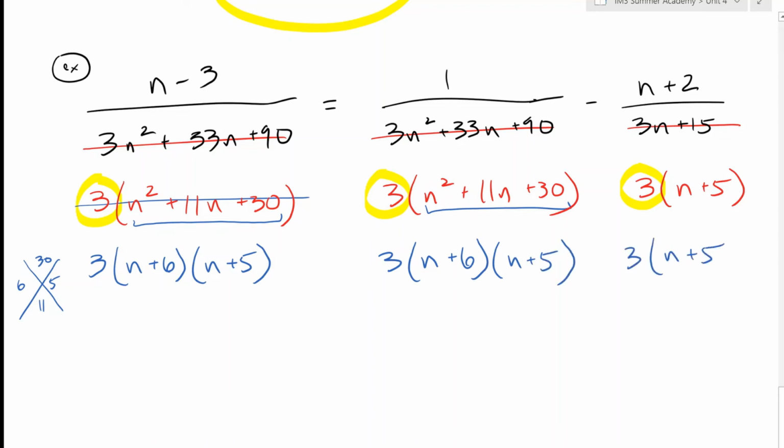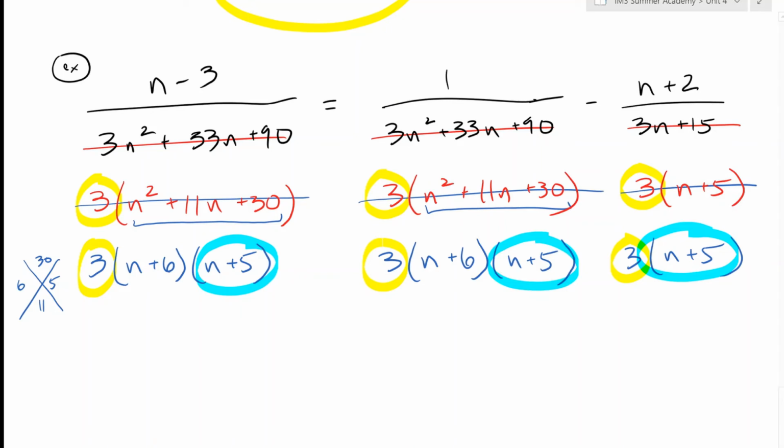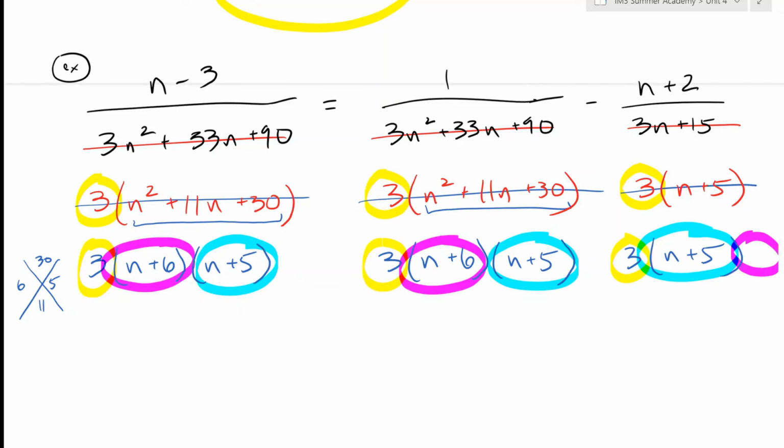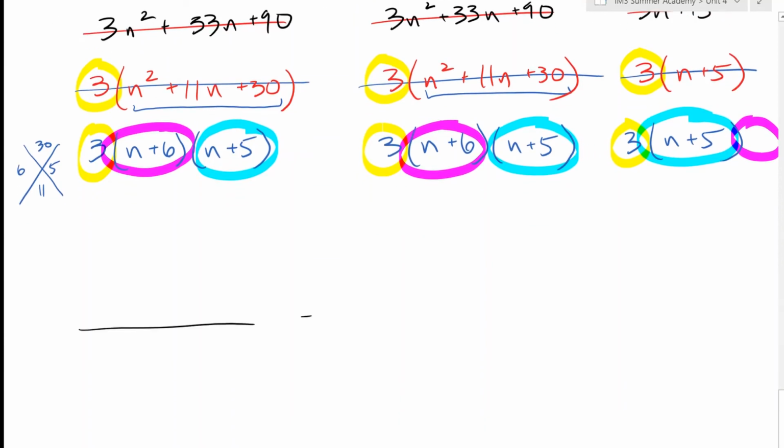All right. So really, those are the new bottoms. So if we look at it, again, they all share a 3. They all share the n plus 5. The first two share n plus 6. The last one does not have it, so the last one needs it. Okay, so I made a little bit of mess of everything, but let's try and solve this out again.